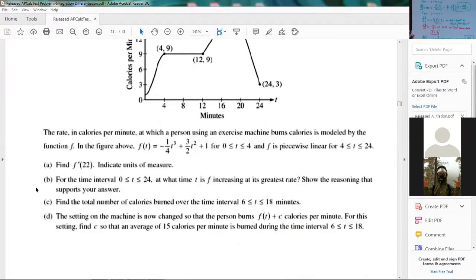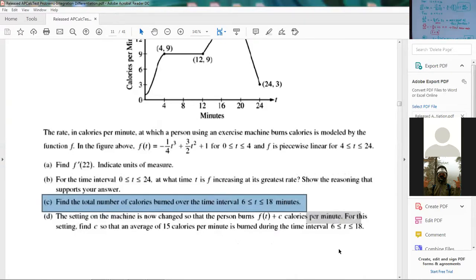Well, next question here. Z, this is find the total number of calories burned over the interval time 6 to 18. Okay, 6 to 18. 6 times 12 is... Oh, that's going to take some... Ugh. A ver.